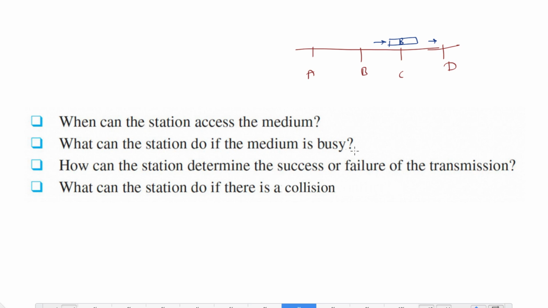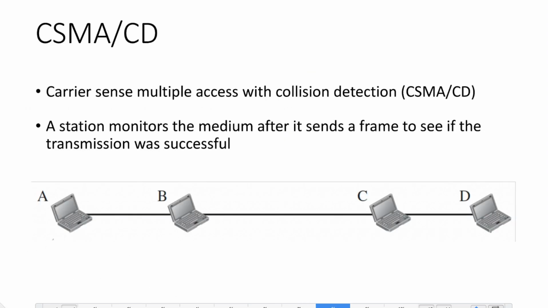Another question is: how can the station determine the success or failure of the transmission? Which means, suppose B is sending a packet to D, then how can B determine that the packet got successfully delivered or there is a problem? And what can the station do if there is a collision? Suppose a collision has happened, then what should we do in that case? So these are the few questions that we will be answering using CSMA/CD.